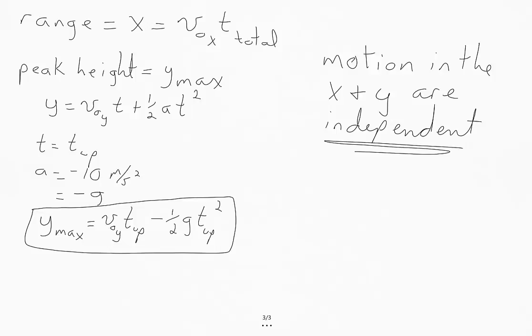Which means that they do not affect each other. Yes, the x speed will affect the range, but it does not affect the y speed, and it does not affect the y max point. And in fact, it doesn't affect how much time it takes either. The velocity in the x only affects the range, whereas the velocity in the y affects the time and the maximum height that it travels at, just like we saw in the simulation.